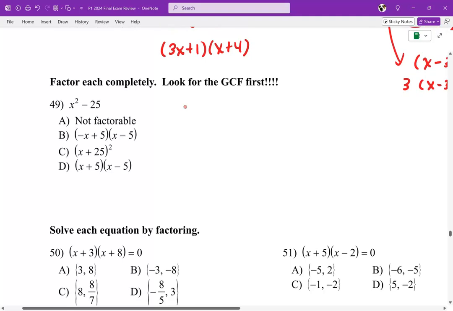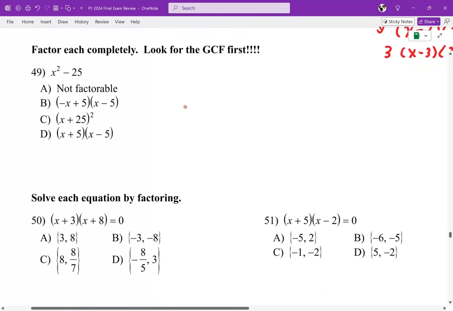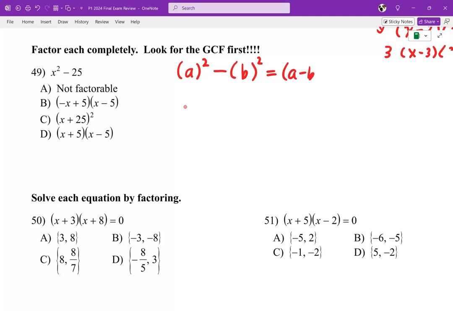All right, factor completely. I've gotten a lot of questions on this one. I want to remind you guys, this is called a difference of two squares, because there's only two terms, and there's a minus in the middle. So this would just become A minus B, A plus B. But you've got to figure out what's A, what's B.